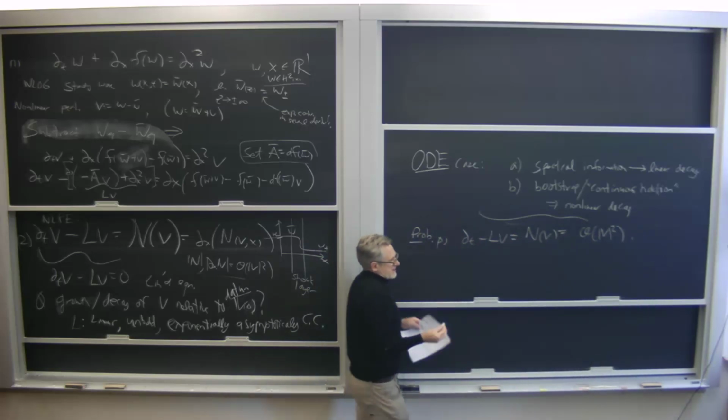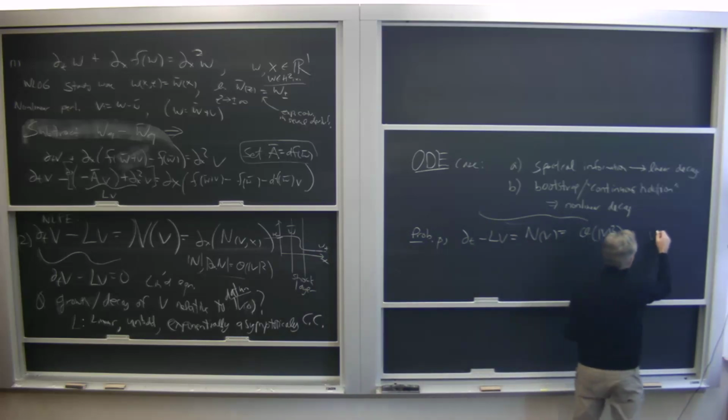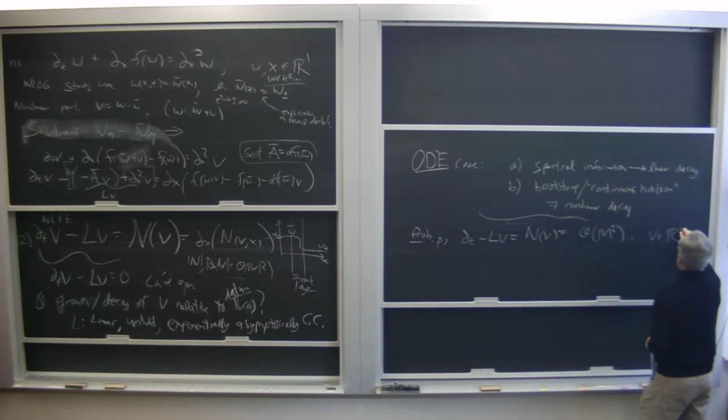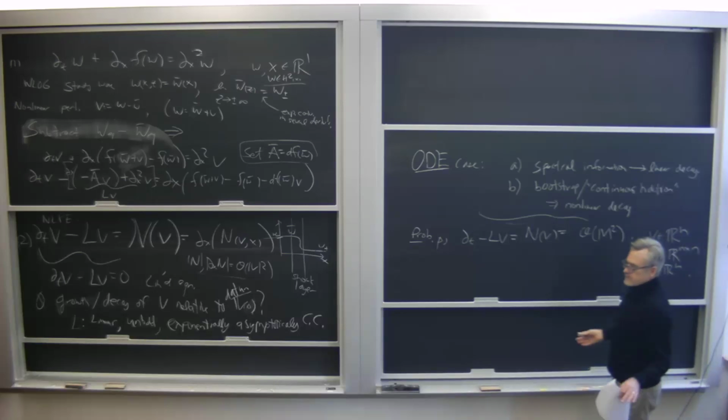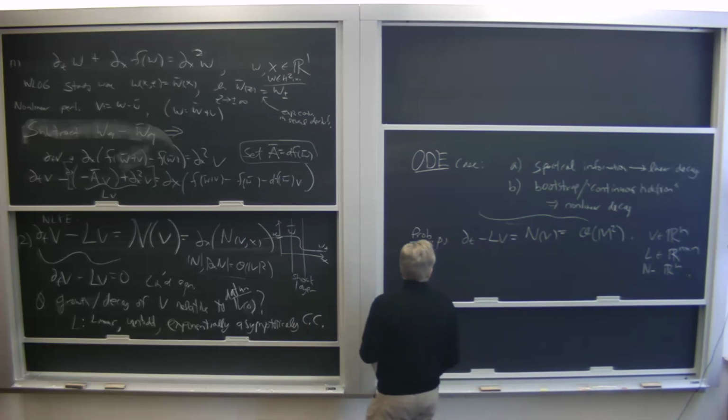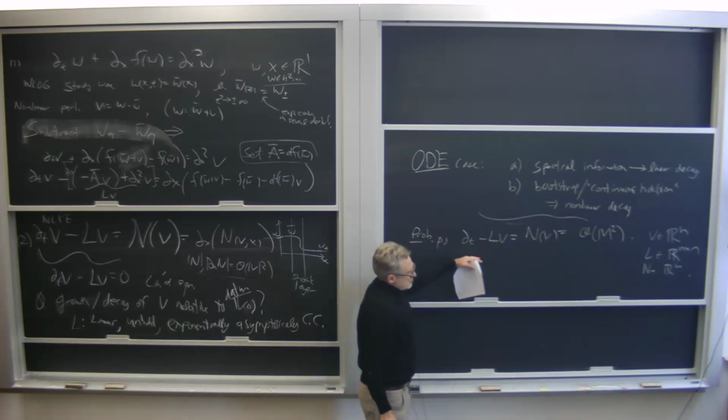But now v is just in R^n, and L is an n by n matrix. N is an R^n valued function. So they're just functions. That makes it easier. But this is the first thing you do.